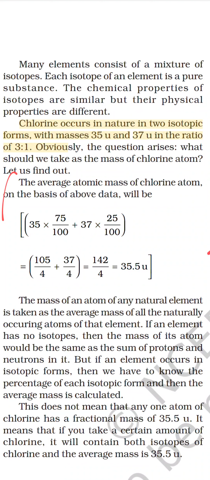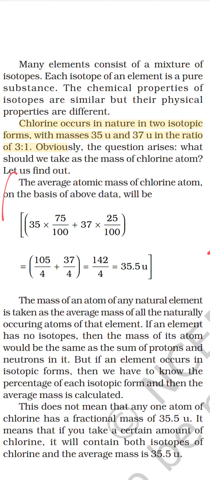Okay. Chlorine occurs in nature in two isotopic forms with masses 35 u and 37 u in the ratio 3:1. Obviously, the question arises, what should we take as the mass of a chlorine atom? Let us find out.